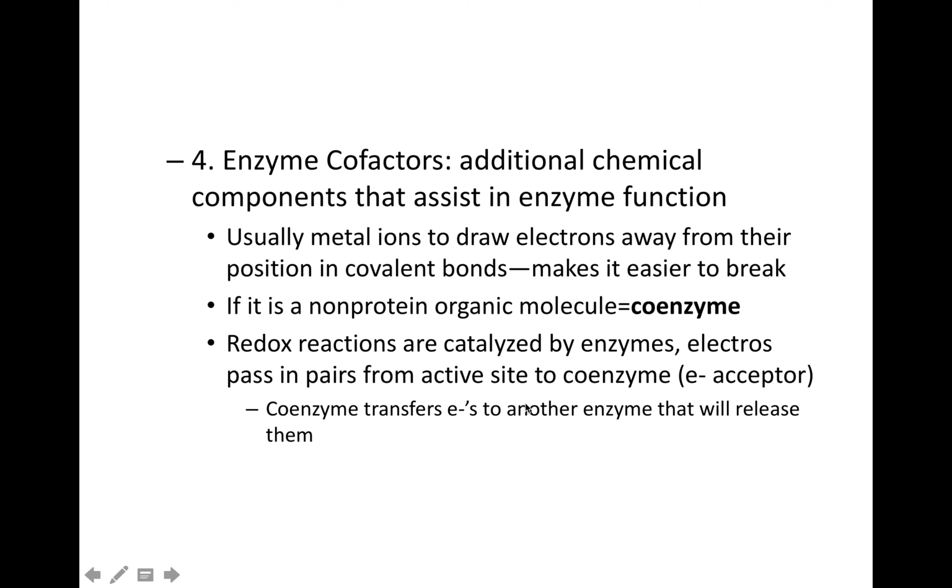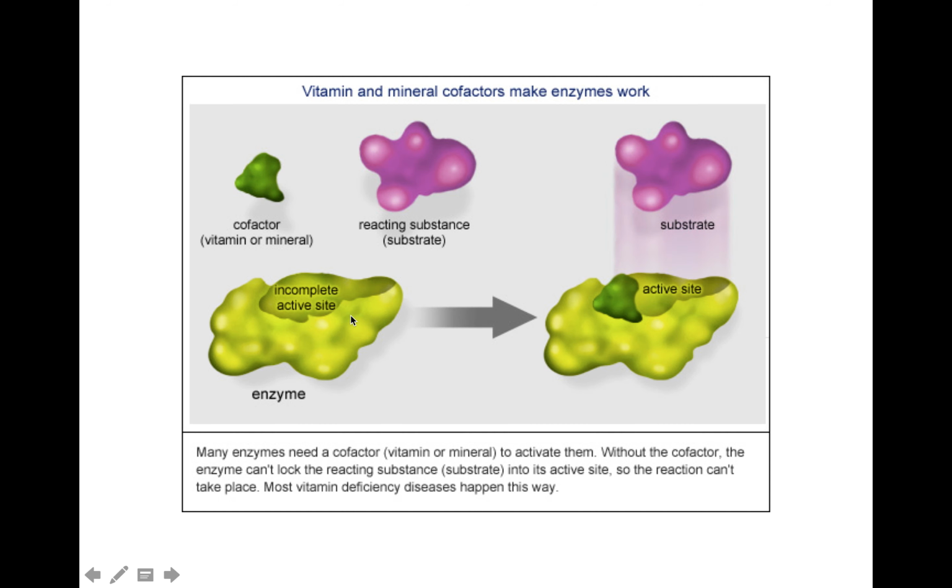We also have some cofactors, which just means that you need them in order to assist in the enzyme function. A lot of times they can be metal ions that do this, and I think we'll talk about a few cofactors in cellular respiration. But here's an example of an enzyme with a cofactor. It could be a mineral or a vitamin, and this substrate can't bind to that site until the cofactor binds to it. That's all that's saying. So most enzymes need a cofactor to activate them, but without that cofactor, the enzyme can't latch onto that substrate. So it says most vitamin deficiency diseases happen this way.